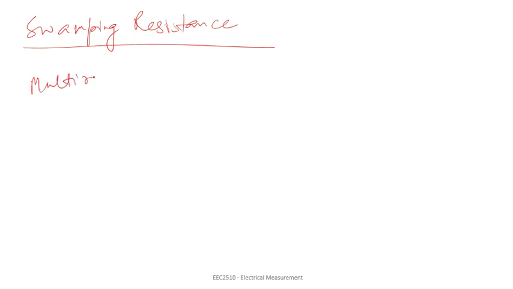Similarly, let us come to multi-range voltmeters. Now, as the ranges of ammeters can be increased or changed, a similar thing can be done for voltmeters as well, that is, their range also can be extended or increased. So let us first draw the circuits.